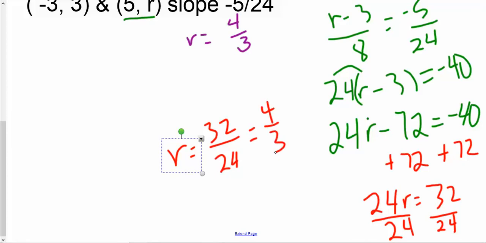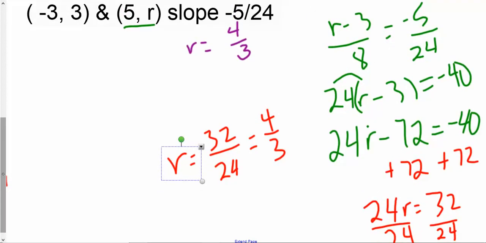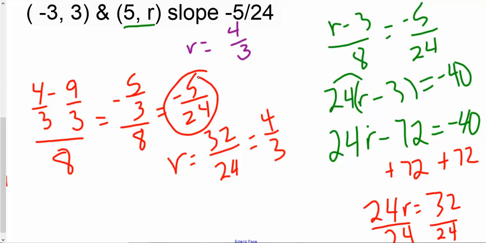Checking this one's a little bit trickier, right? Because you kind of have to deal with fractions in there. But if we did 4/3 minus 3 over 8, well, this 3 becomes a negative 9 over 3, which would give us a negative 5 over 3 over 8, which simplifies down to negative 5 over 24. And so we're right. R is 4/3.